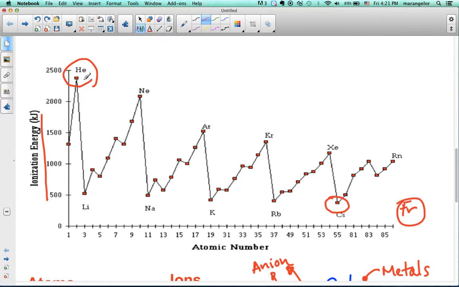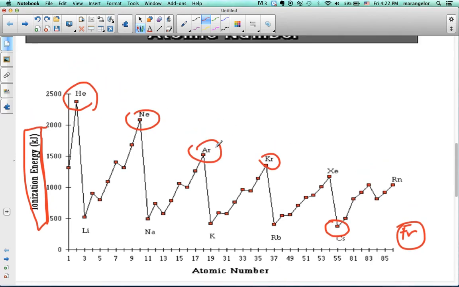Cesium and francium are metals. Helium is a nonmetal. So metals will have low ionization energy. Okay? That's why they will lose electrons. They have a low amount of energy required to pull off their electrons. Nonmetals, as you can see, have high ionization energy. And I will explain to you why this goes down later. It has to do with something called the shielding effect. We'll deal with that later.